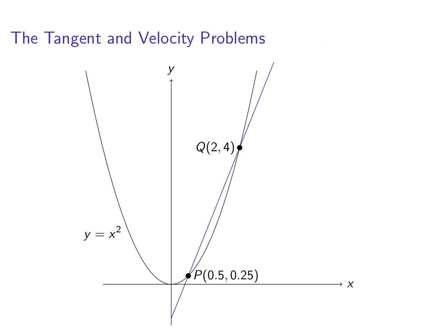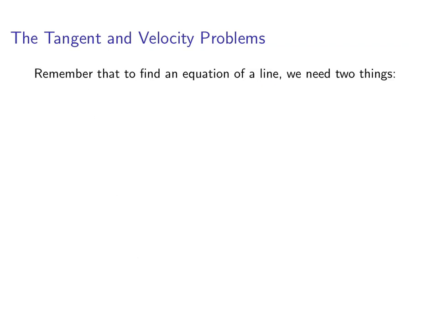Here's the picture of what we're dealing with. We've chosen these 2 points that are on the parabola, and we've drawn a line that passes through those 2 points. This line is called a secant line. Now remember, when we go to find an equation of a line, there are 2 things that we need. We need the slope of the line and any point on the line.